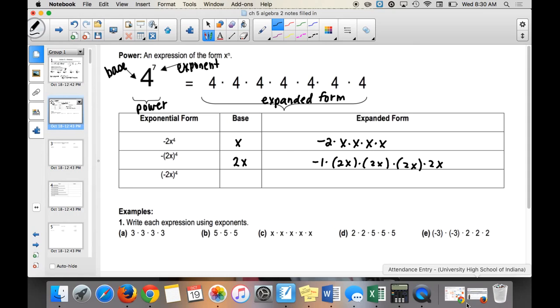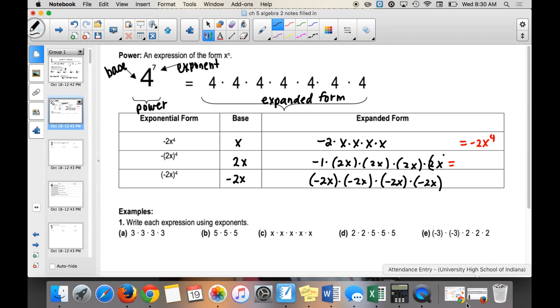Okay, and then the next one, do you guys see the base for this one? Yeah, it's negative 2x, exactly. So it's going to be negative 2x times negative 2x times negative 2x times negative 2x. And all of these actually have different values. So if I multiplied it all out, like simplified, the first one would be negative 2 times x times x times x times x. That's the one that is negative 2x to the fourth.